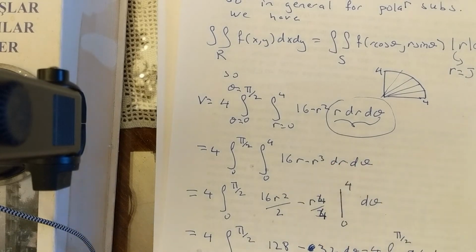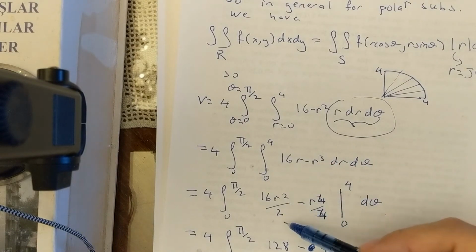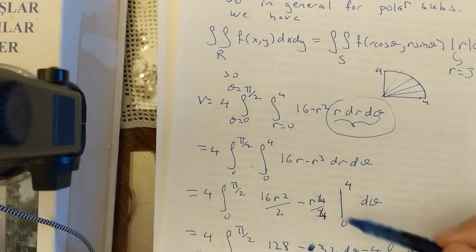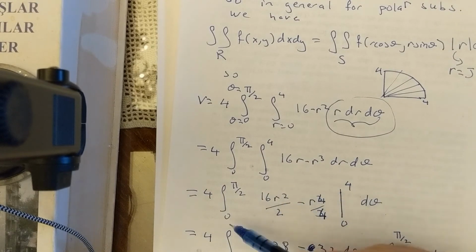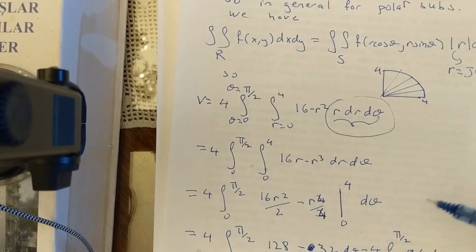If we integrate this with respect to r now, we're going to get 16r squared over 2, in other words, just 8r squared, and r to the 4 over 4. And r is going to go from 0 to 4, and that's going to be inside the integral from 0 to pi over 2 d theta. Plug in 4, we're going to get 128 minus 30. Plug in 0, you get 0, so it doesn't matter.